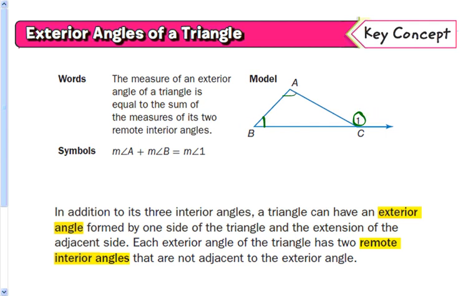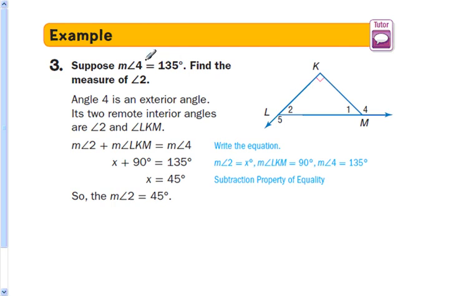Okay, let's look at an example. They tell us that angle 4 is 135. So let's write a 135 in here. Find the angle measure of 2. All right, so what we just learned is that angle 4 right here is equal to the remote interiors, which is going to be this angle right here and this angle right here. So let's write that out. Or they have it right here. Angle 2 plus angle K, which is this angle right here, is going to be equal to angle 4.